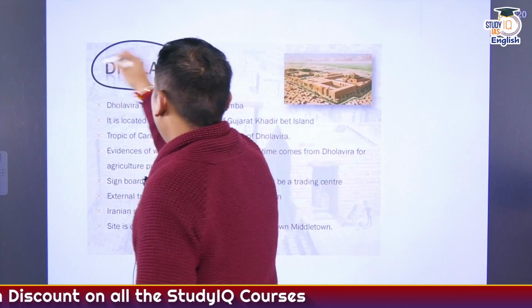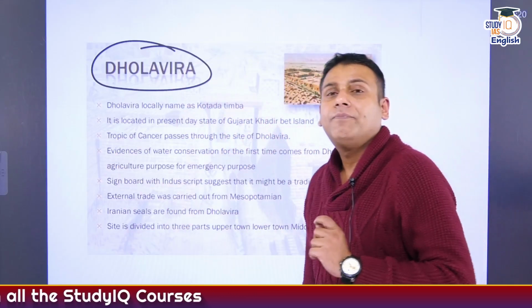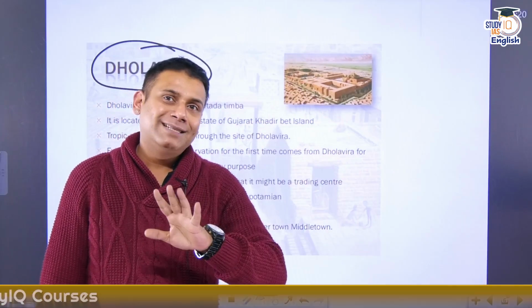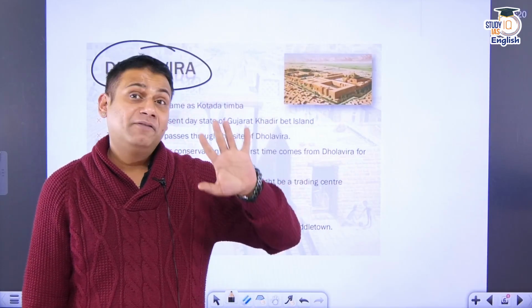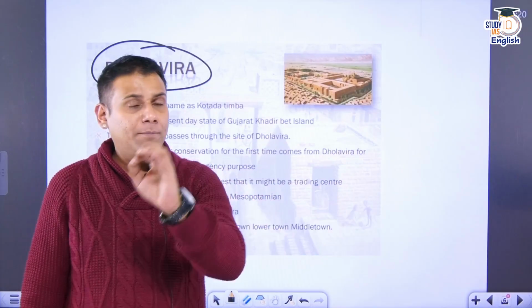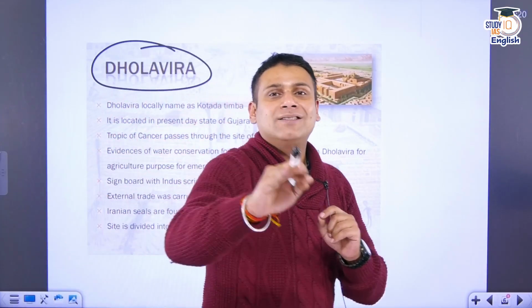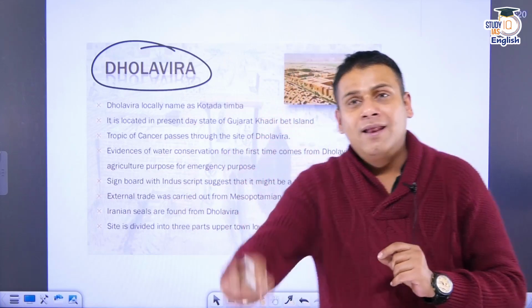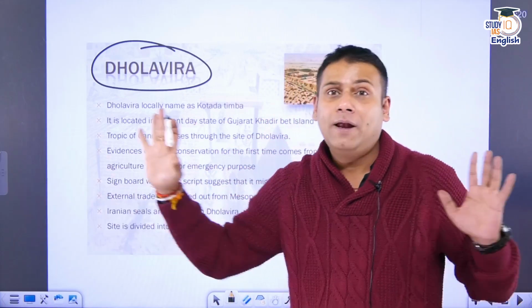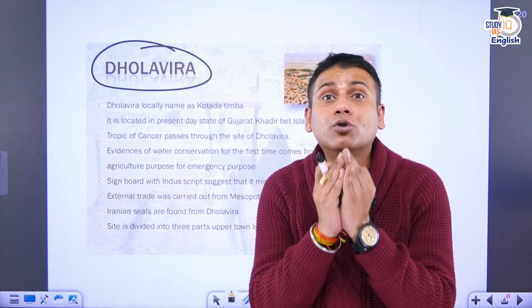Dholavira, another important site. Now guys, I'll tell you one thing. If in the UPSC examination a particular site comes up, and that site is located in Gujarat, and the statement says that this site had trading contacts with other civilizations of the world, in 90% of cases such a statement is true. Why? Because Gujarat is a coastal site.